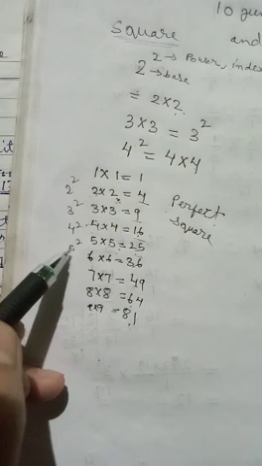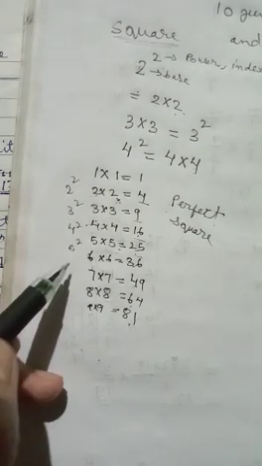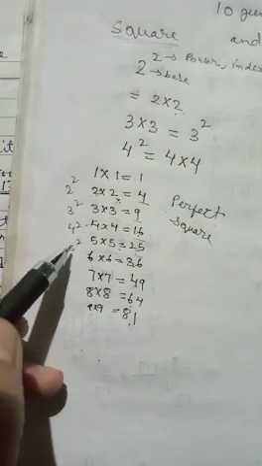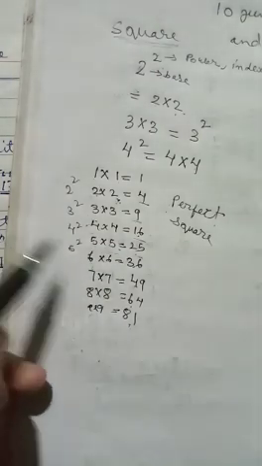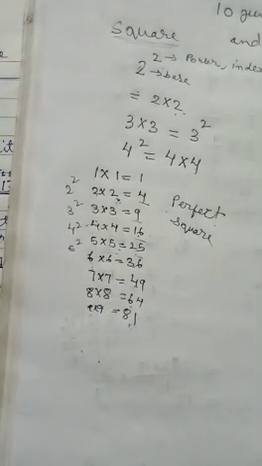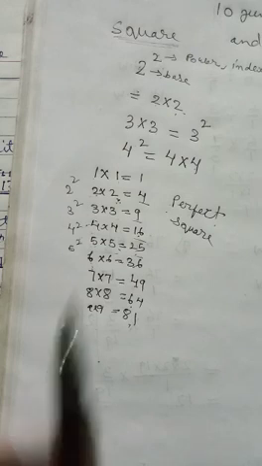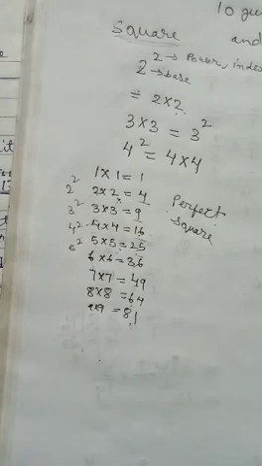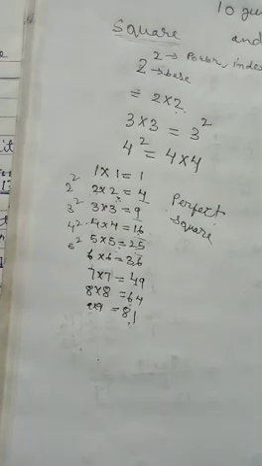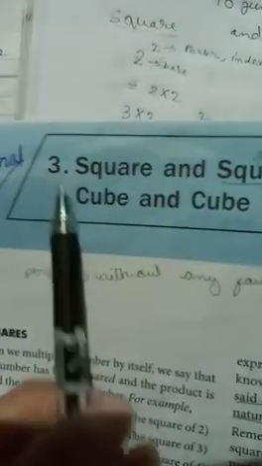So remember, 5 to the power 2 does not mean 5 into 2. 5 to the power 2 means I have to multiply 5 two times. So this is what we call a square. When you get a number by multiplying two same numbers, that is what we call a perfect square.